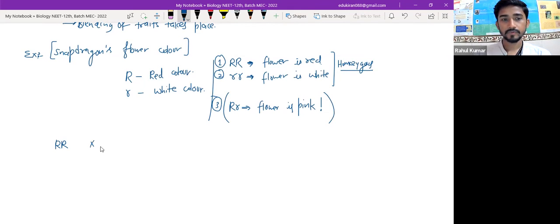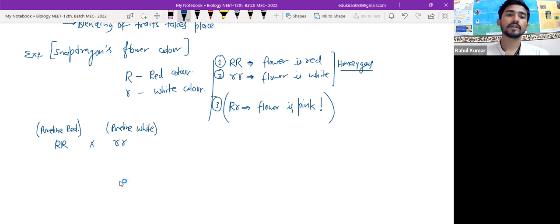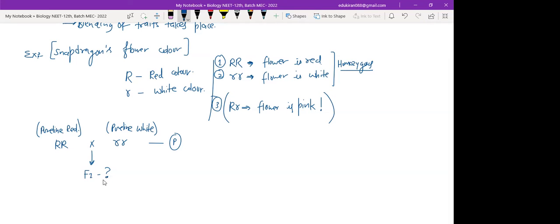red with a pure line white, yes? This is a pure line red, and this is a pure line white, correct? Everyone? Yes. So if this is the parent generation, tell me what will be the progenies in the F1 generation? All will be pink. All the progenies will be pink.